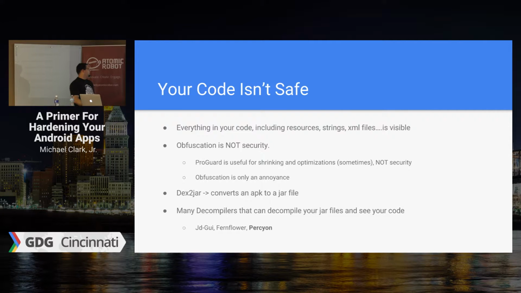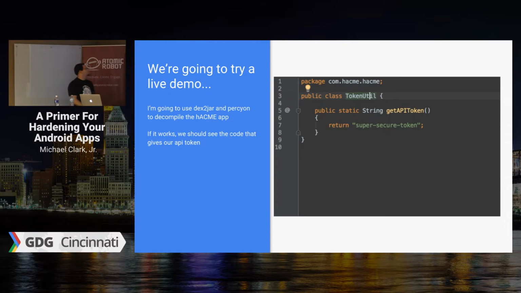Specifically, we're going to look at a tool called dex2jar. It converts an APK to a jar file. And then there are many decompilers out there for jar files and Java class files. The one that I like that I've used is something called, I'm not sure the correct pronunciation, Procyon. There's also JD-GUI and Fernflower, and there's an old one called JAD. So really, this is what we're doing. We're going to try this live demo. We'll see how it works. I'm going to attempt to use dex2jar and Procyon to decompile this Hackney app as soon as the screen comes back on.